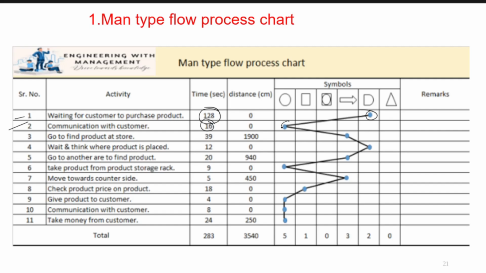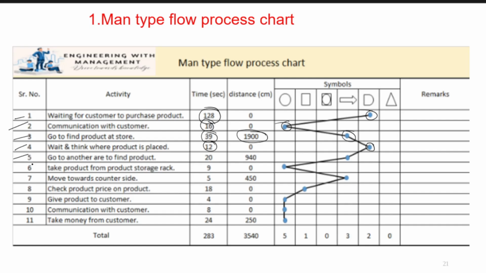So the operation is mentioned. Then go to find the product at the store. The time is mentioned, 39 seconds, and the distance traveled by the man is 1900 centimeters, so the transport symbol is given. Then wait and think where the product is placed. The time is mentioned and it is recorded as a delay.